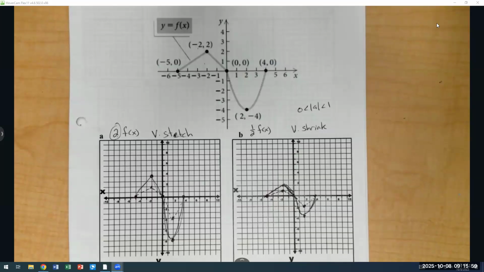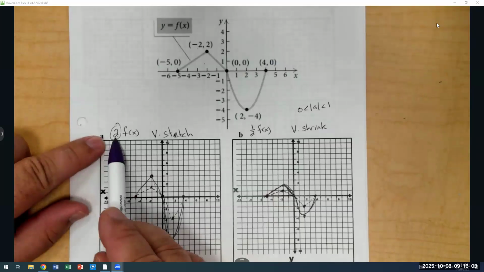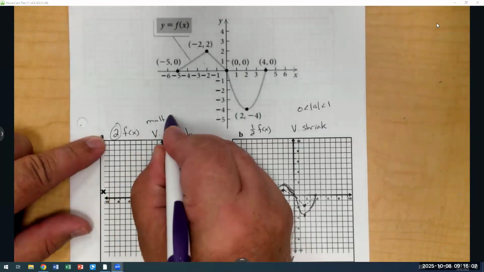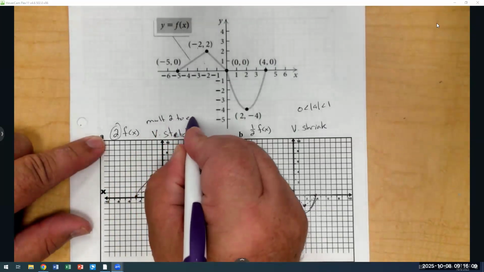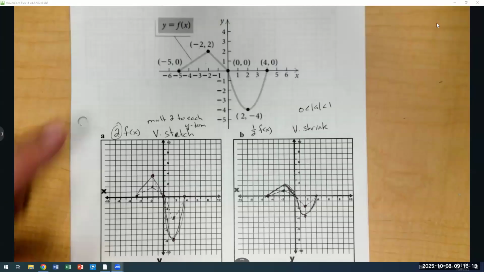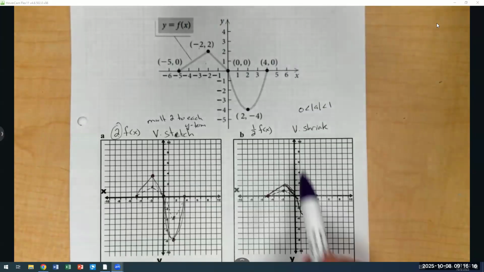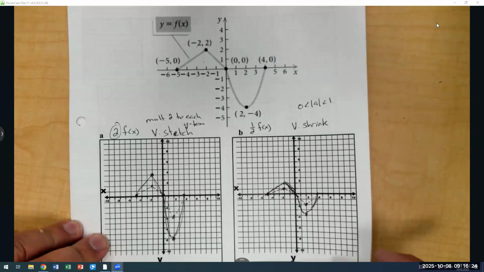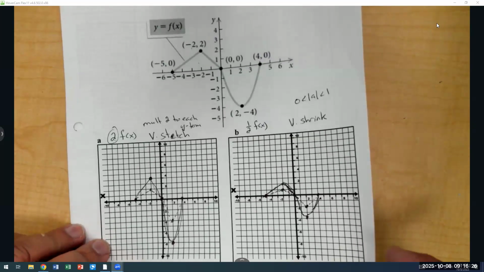So again, if it happens outside, it's vertical. If it's an integer, multiply 2 to each y term. That's all you do. This one, I divide all the y values by 2. All right, let me draw this graph in the next picture.